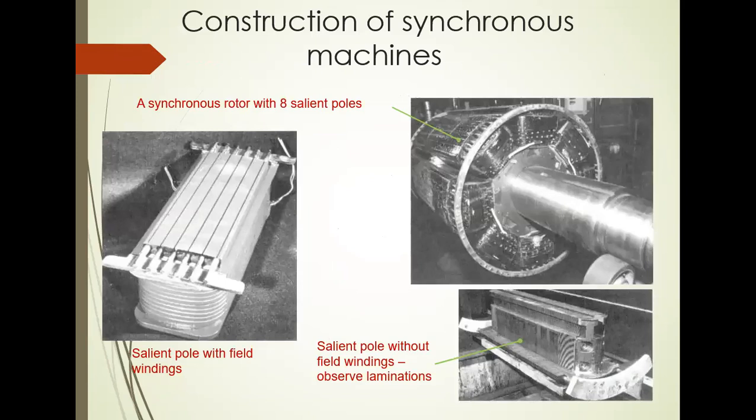So these are the constructional features of a synchronous machine. For example, a synchronous rotor with 8 salient poles is shown in the figure. So this is a salient pole with field winding, a projected pole. And here we have two types of rotor, right? That is the salient pole rotor and the cylindrical type rotor. So this is all about the salient type. So this is a salient pole without field winding, observe the laminations here. This is a bigger machine having a salient pole rotor.